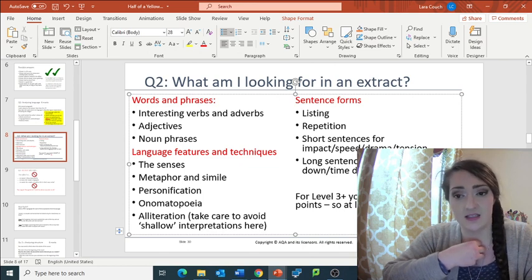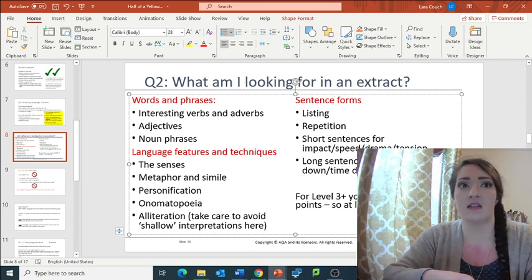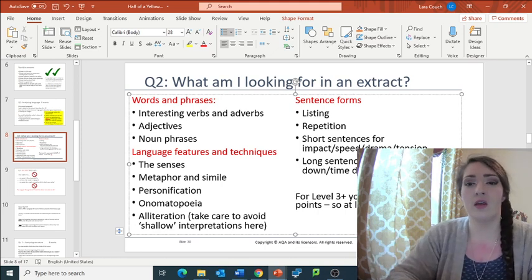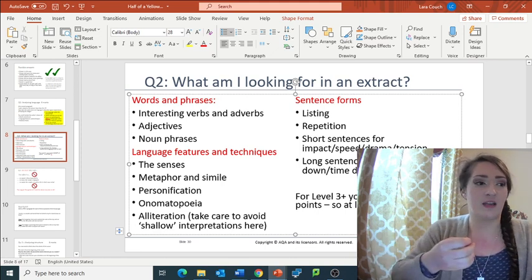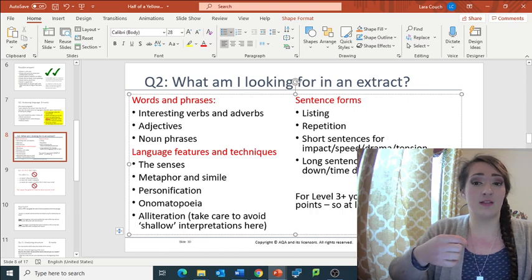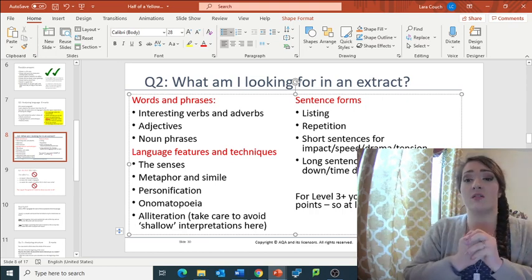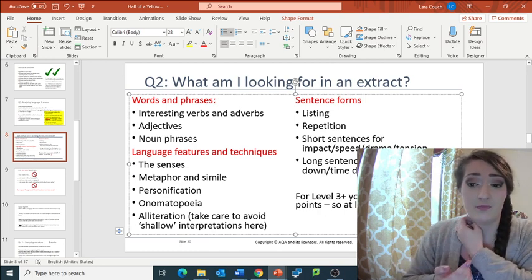Long sentences, so a really long complex sentence or a long compound sentence, slow the reading down because there are not enough breaks. It kind of goes on and on. So it could show time dragging, or it could show that someone's speeding through things and not quite thinking enough, or is overwhelmed with emotion. So that's how you can analyse sentence types.